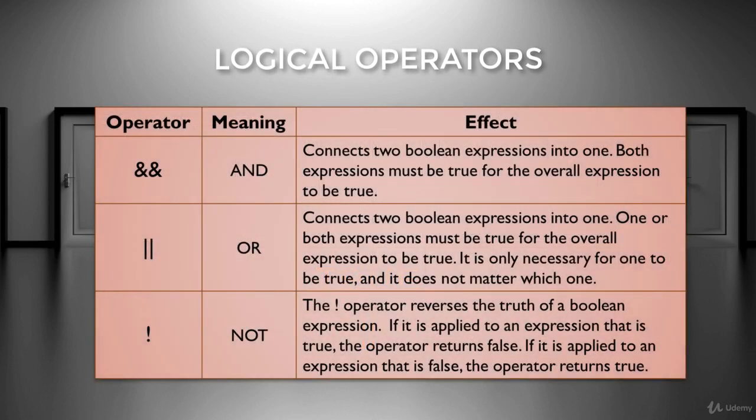The NOT operator reverses the truth of a Boolean expression. If the expression is true, then not true would be false. If the expression is false, then not false would be true. So let us look at some examples in coding.